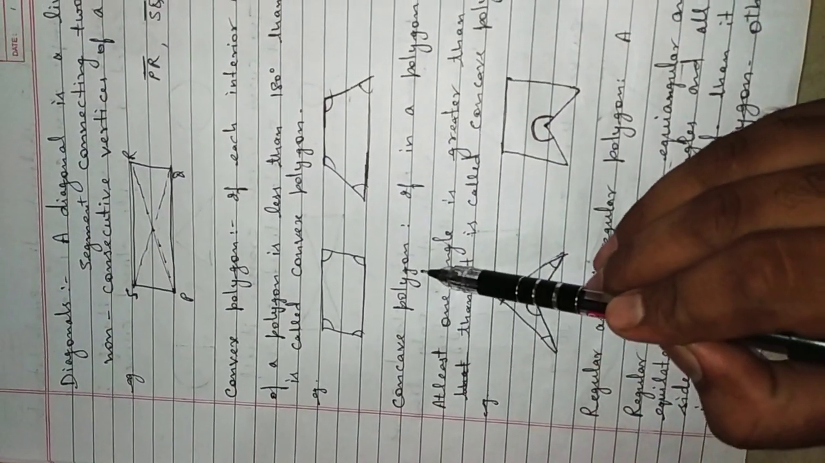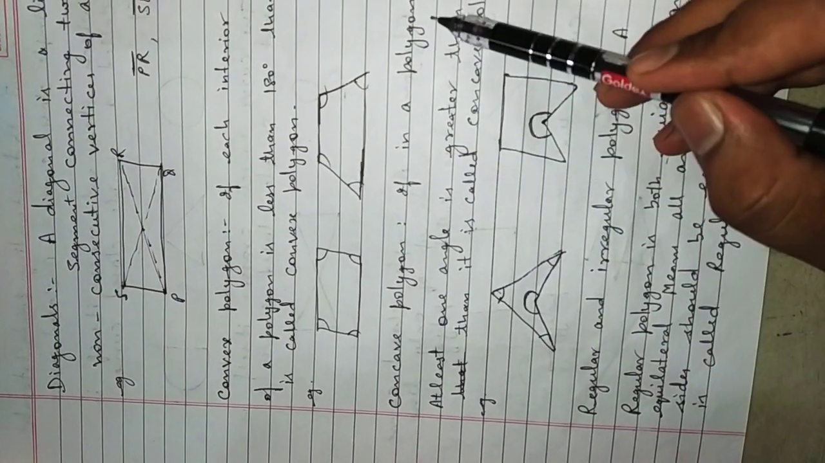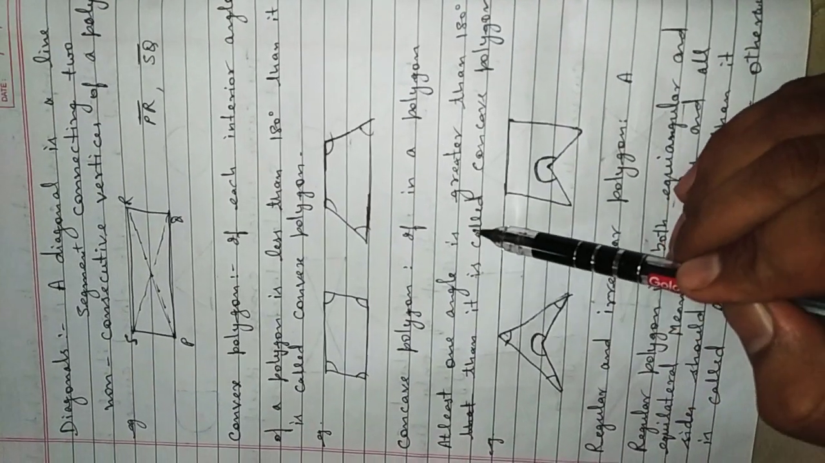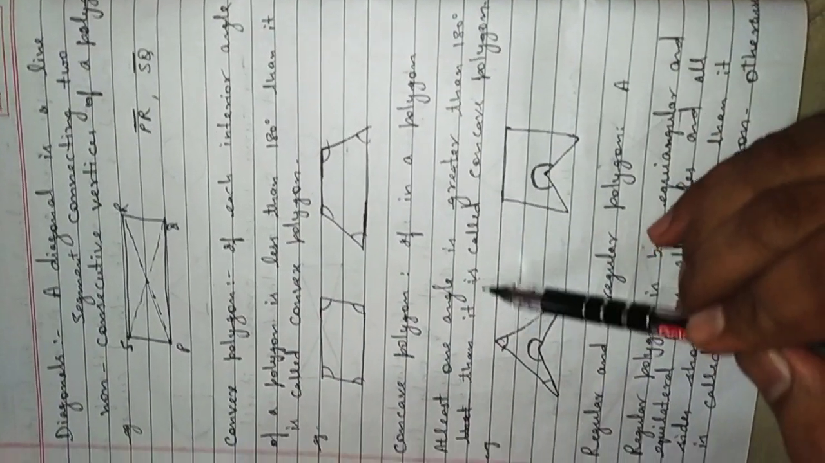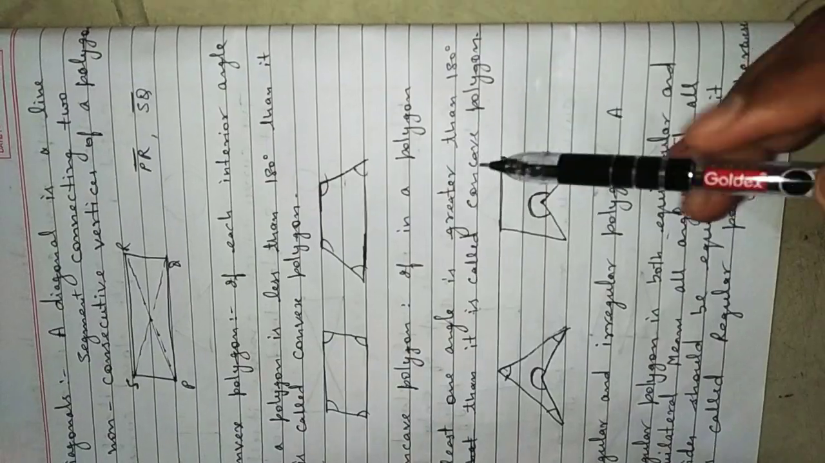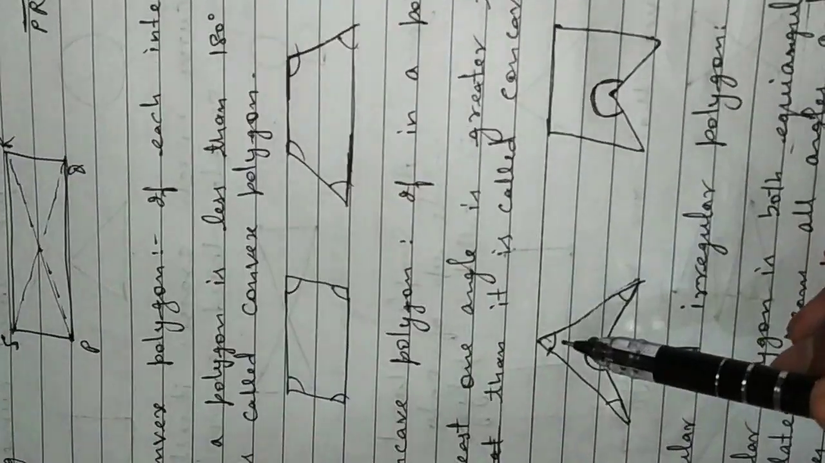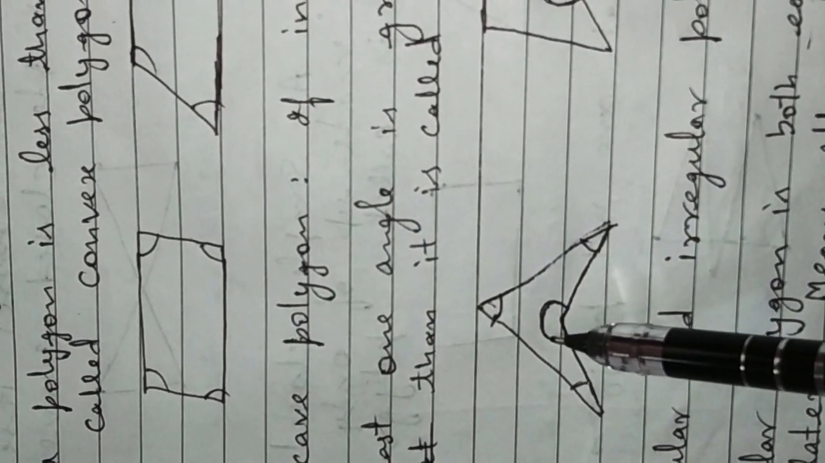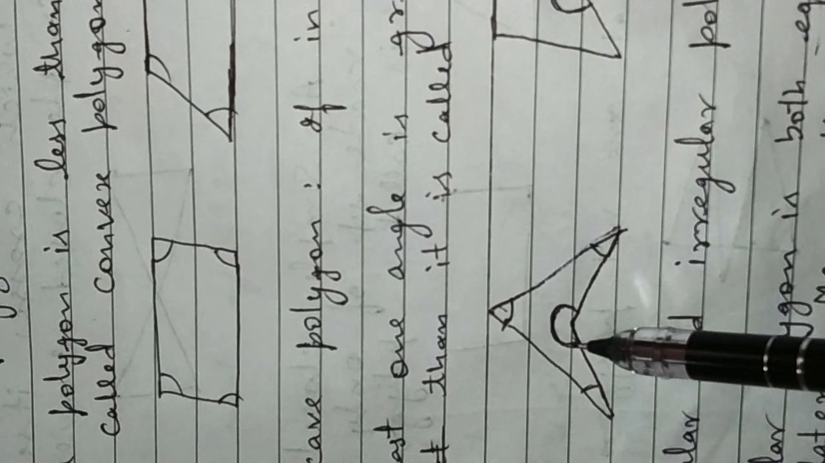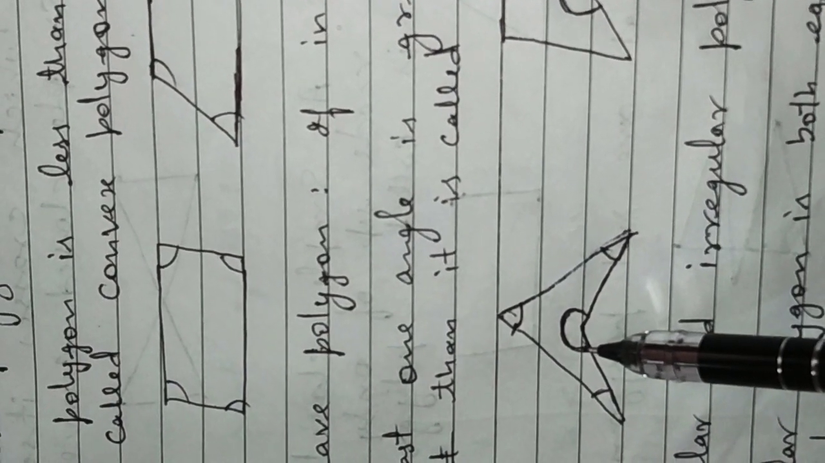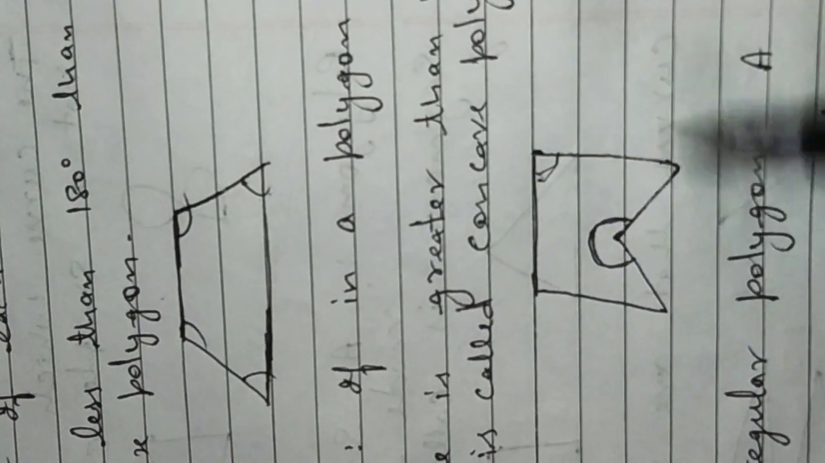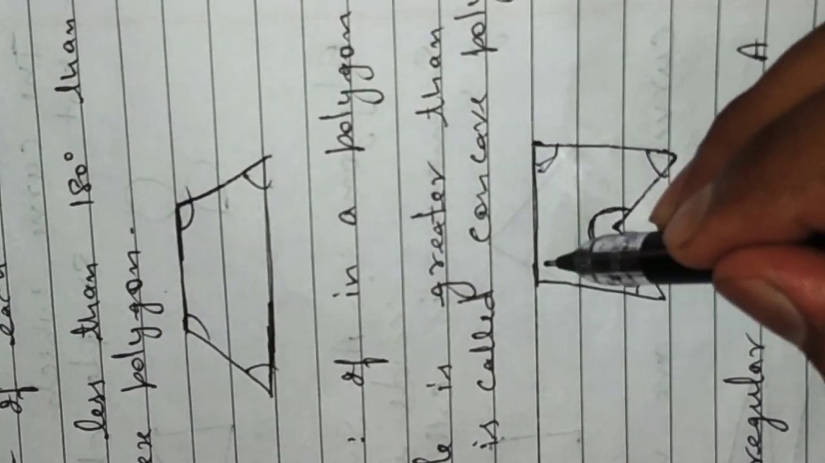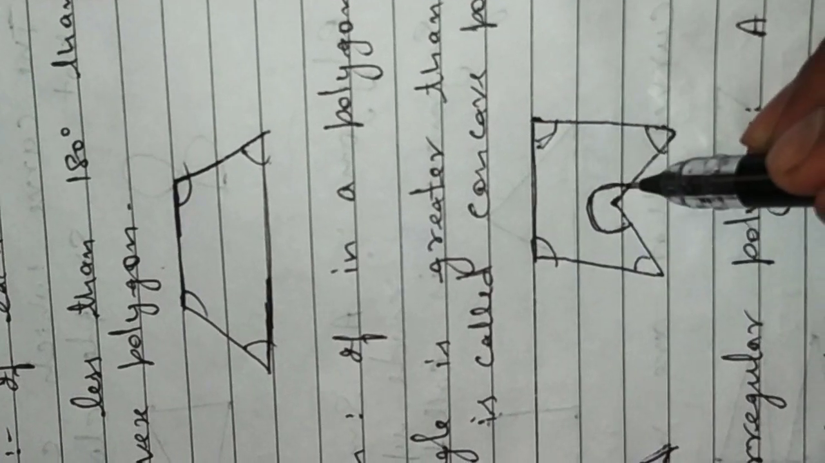Now what is a concave polygon? If in a polygon at least one angle is greater than 180 degrees, then it is called a concave polygon. Now see in this figure, these three angles are less than 180 degrees, but this angle is greater than 180 degrees. So this is a concave polygon. In this figure also, these are less than 180 degrees, but this is greater than 180.